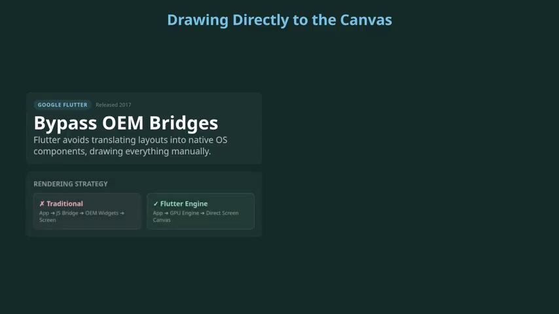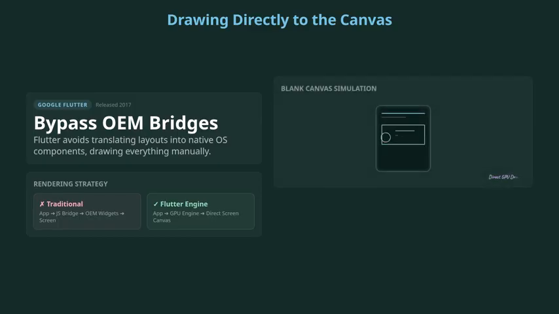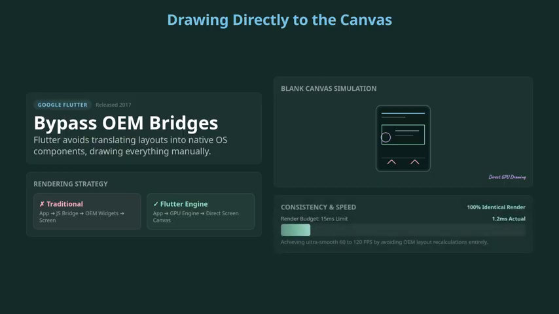Instead of translating your code into platform-specific OEM widgets like UIViewController on iOS or ViewGroup on Android, Flutter does something radical. It ships its own lightweight rendering engine, Skia, and more recently, Impeller. Flutter views the device screen as a blank canvas and draws every single pixel itself using hardware-accelerated APIs. This means your application looks and performs identically on a 10-year-old Android phone and a brand-new iPhone 15 Pro, completely bypassing the OS's native layout engine to render at a silky smooth 60 or 120 frames per second.